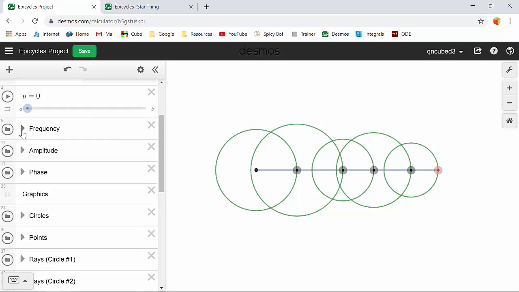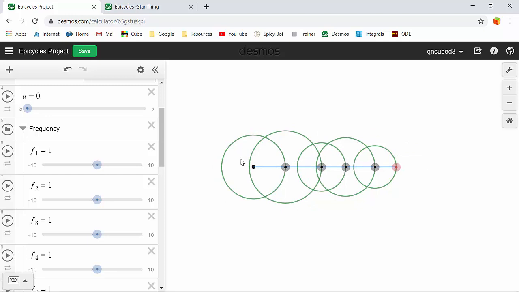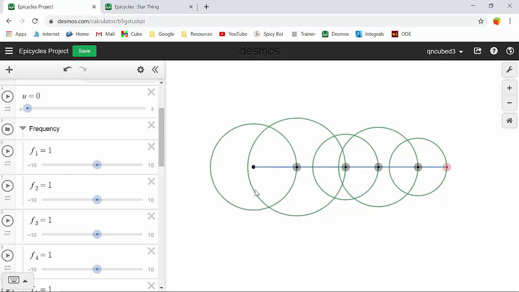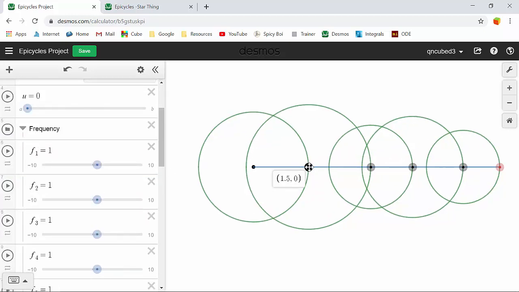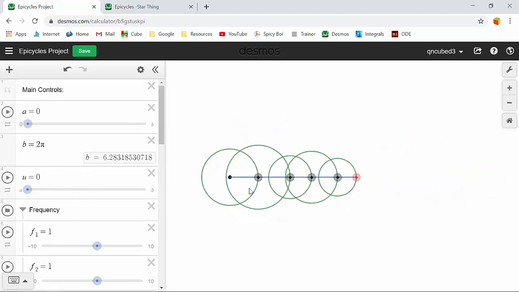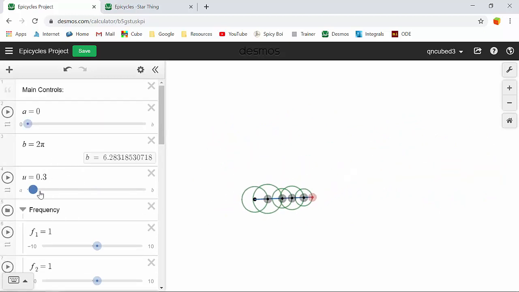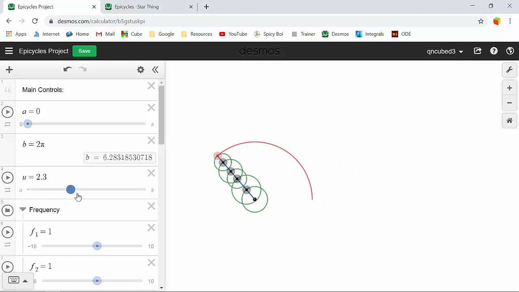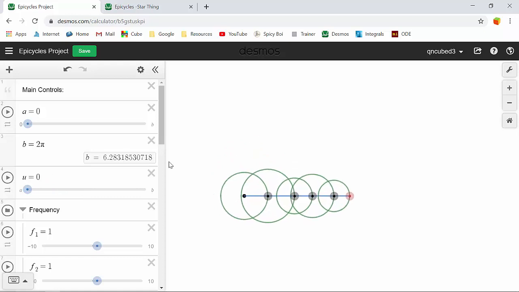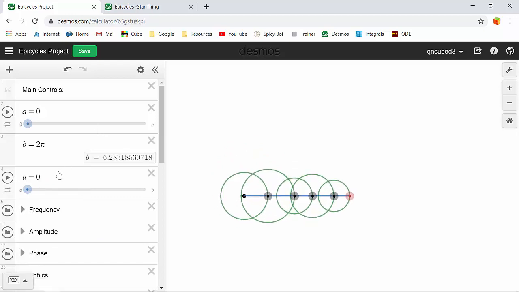After amplitude, let's go to frequency. Frequency is just how fast each circle spins around the previous circle. We have F1 right here. F1 is how fast this second circle spins around the first circle. And of course, if you go to the negative numbers, it's just going to spin clockwise, which is the opposite direction. So that's frequency. Right now I have everything set at one. So if we play this thing, everything's going to draw a nice circle in unison. We have pretty much a straight line that draws a circle all the way around. Pretty boring, not too much happening, but we'll spice things up after we get through all of this stuff.